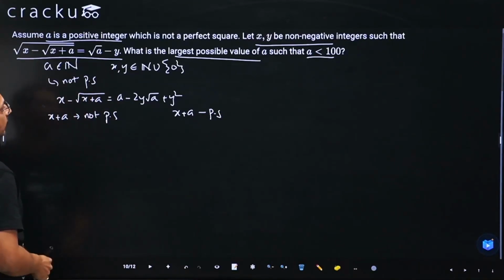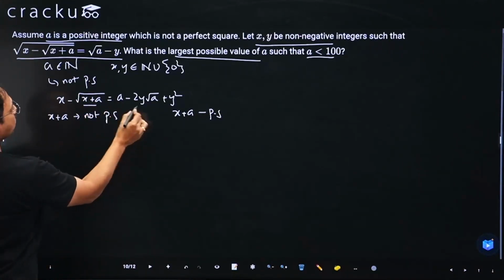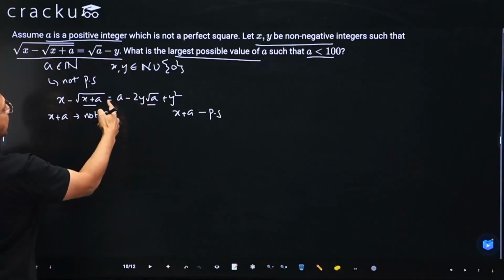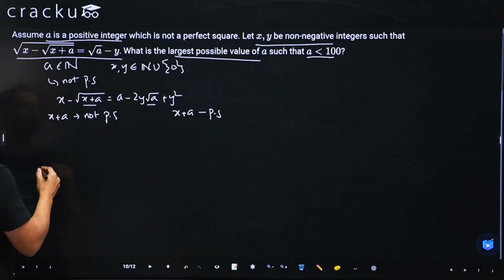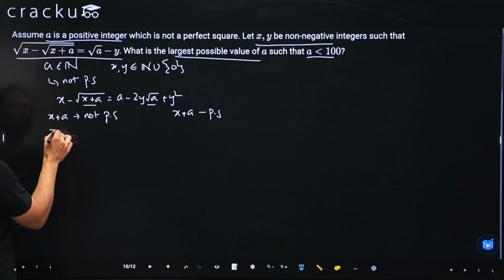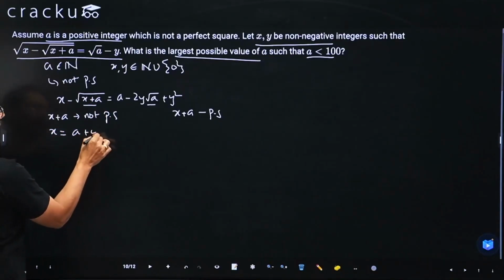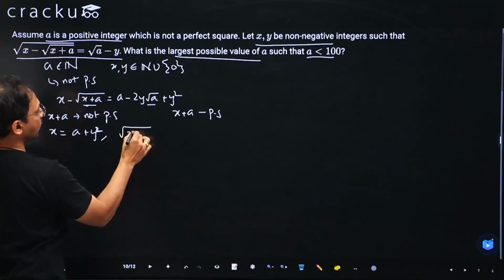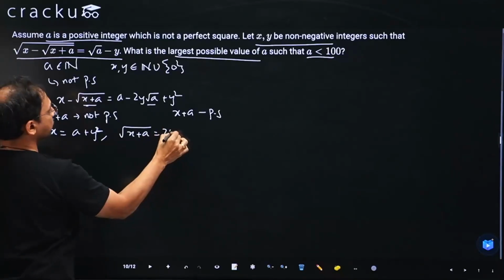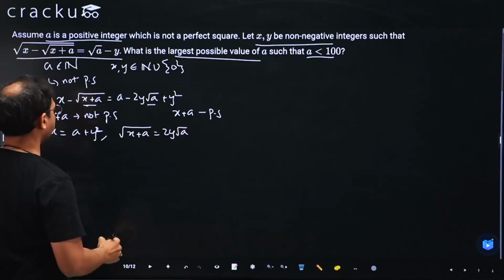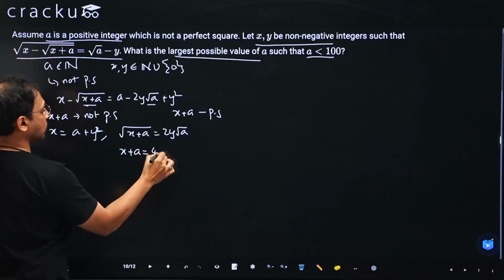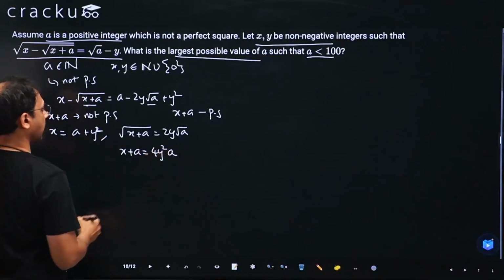If it is not a perfect square, these two irrational terms should be equal to each other, because a is not a perfect square, these are irrational, the remaining parts are rational. So equating the rational parts, I get x is equal to a plus y square. Equating the irrational parts, I get root of x plus a is equal to 2y root a. Simplify this, square: x plus a is equal to 4y square a.